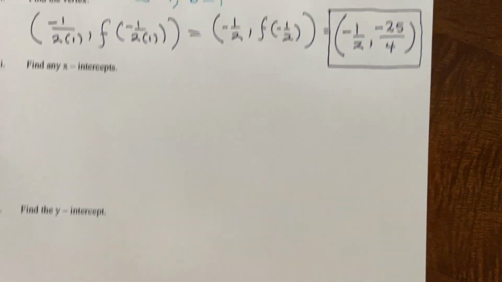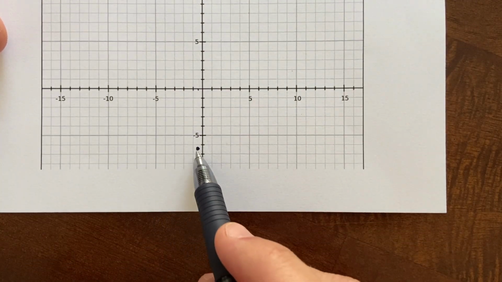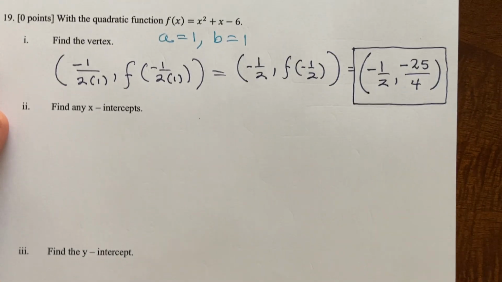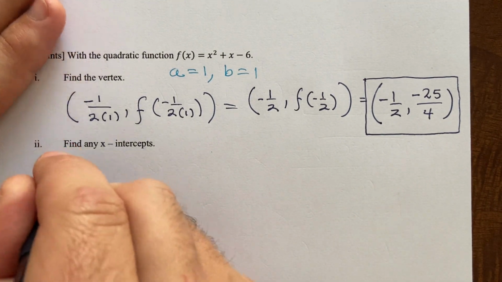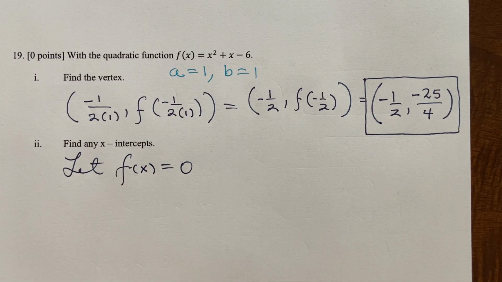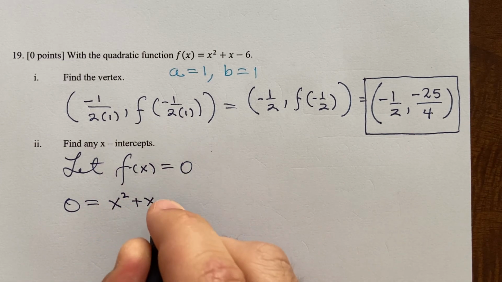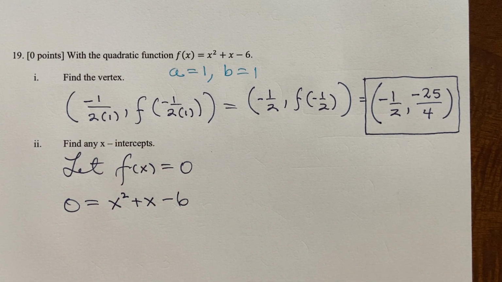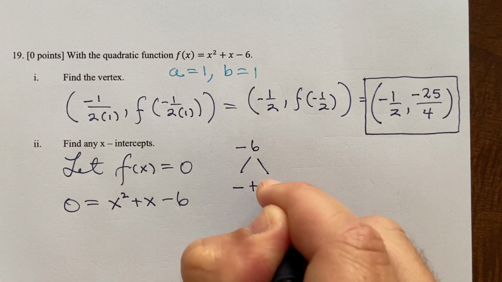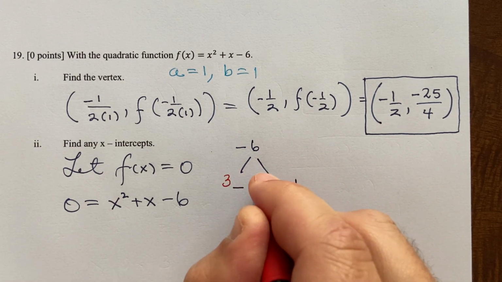This one again is opening up, right? We have a positive a. So since our vertex is below and this thing is opening up, we will expect 2 x-intercepts. So I'll let f of x equal 0 and solve. So 0 equals x squared plus x minus 6. Factoring, negative 6, trying to add up to a 1, 3, and negative 2.